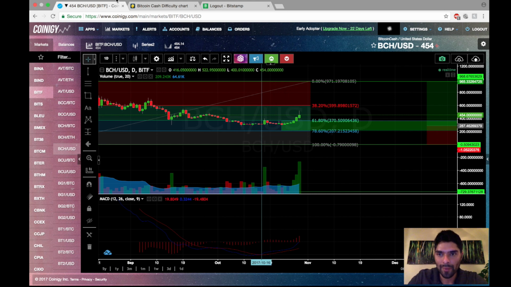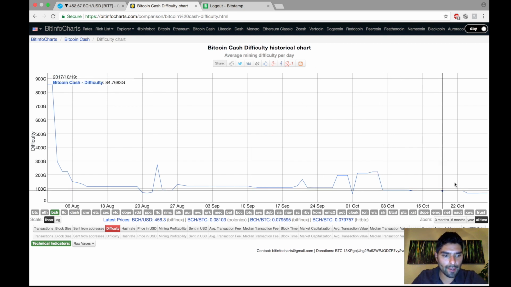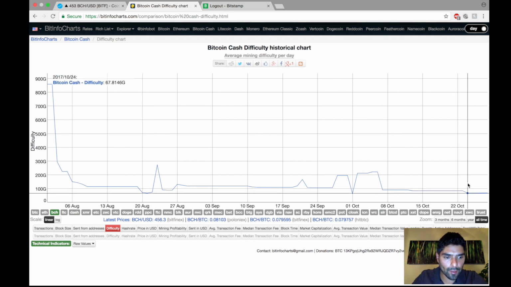So let's look at the Bitcoin Cash difficulty chart. We see that on the 23rd going into the 24th, now it didn't drop significantly. Well, I guess you could say it did. But there was a change in difficulty. So it gave miners more of an incentive to mine blocks of BCH because it would be more profitable because it was easier.